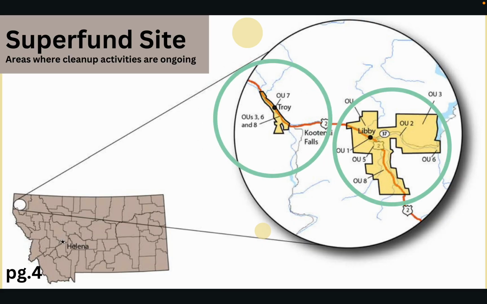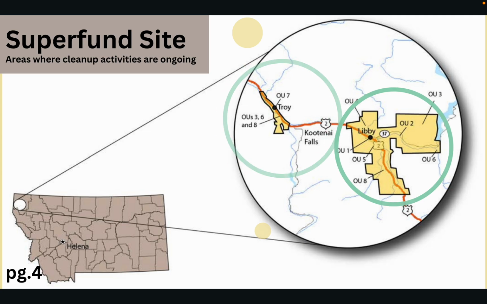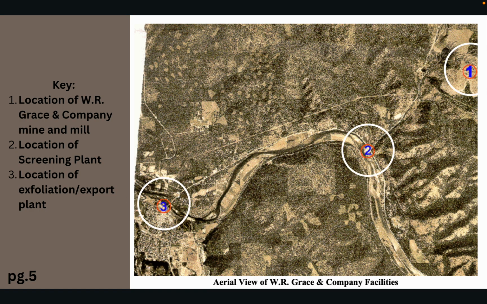Here is a map that shows the Superfund site located in Libby, Montana. You can see it outlined in yellow. As you can see, there are 8 different sites altogether. This map locates the 3 plants in Libby, Montana that led to the asbestos exposure. Location 1 was of the mine and mill, location 2 was of the screening plant, and location 3 was of the exfoliation export plant. Each of these sites led to asbestos exposure of workers and contamination of the town's air.